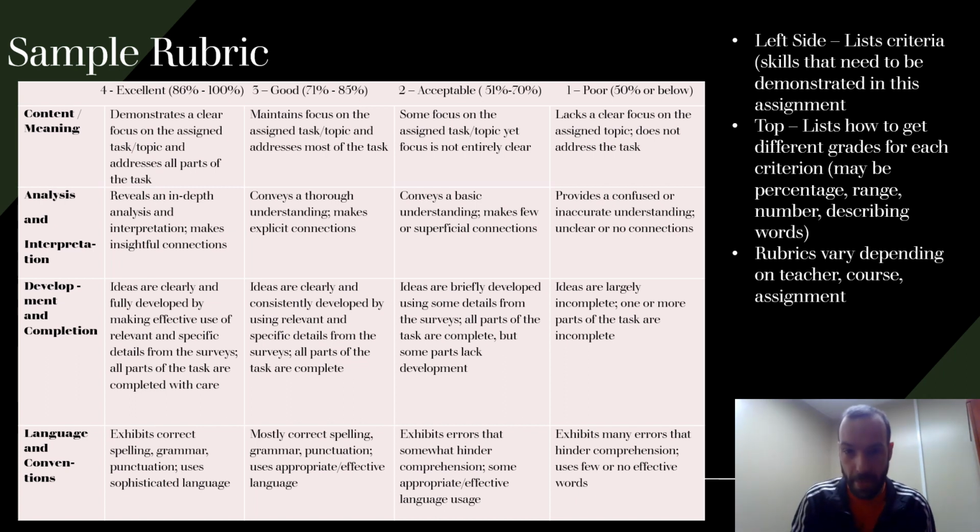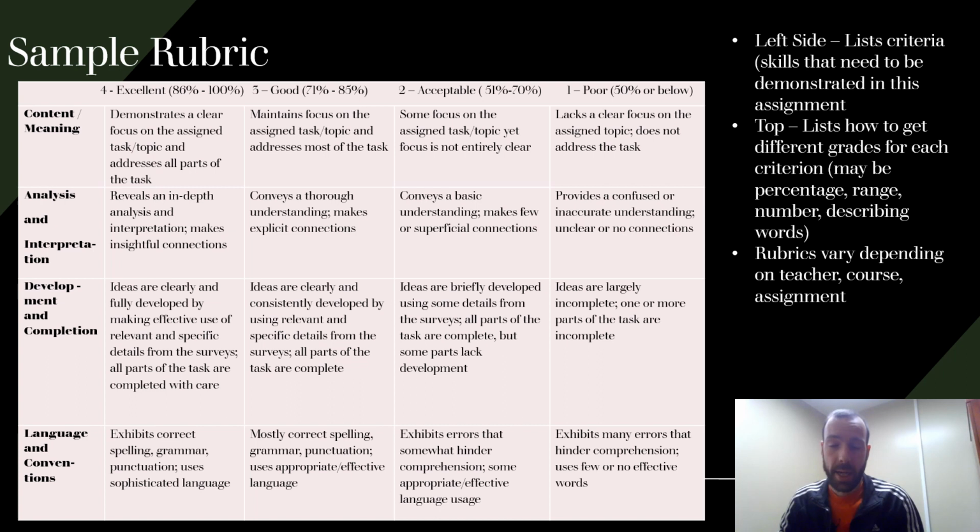depending on how well you demonstrate each skill. Okay, but a rubric gives us a lot more richer information than that. It also gives us a very detailed breakdown, a description of each category. So for example, if I look at the criterion content and meaning, if I look all the way on the right-hand side, which is the lowest side, it's marked with the number 1. It's described as poor. I can see a very good description of what poor content and meaning would look like. Lacks a clear focus on the assigned topic, does not address the task.